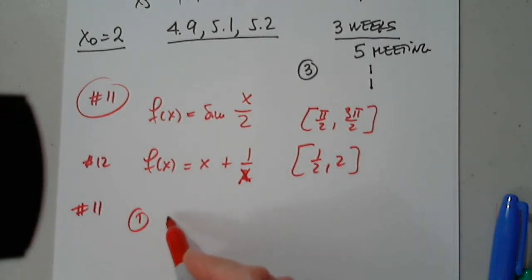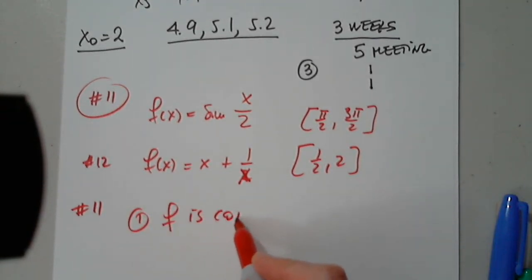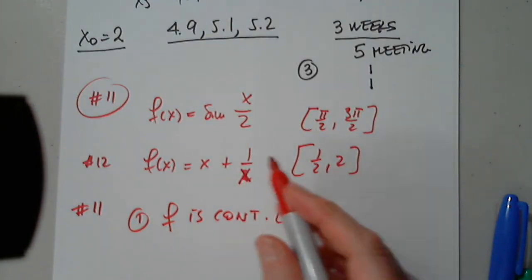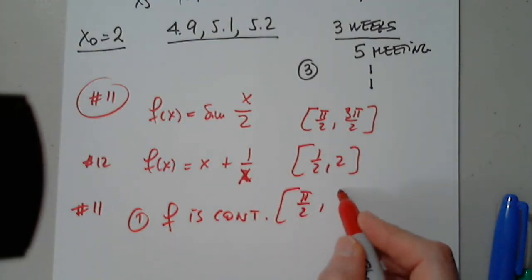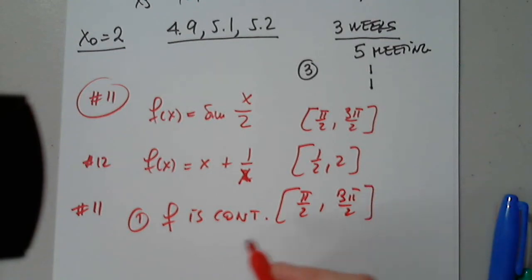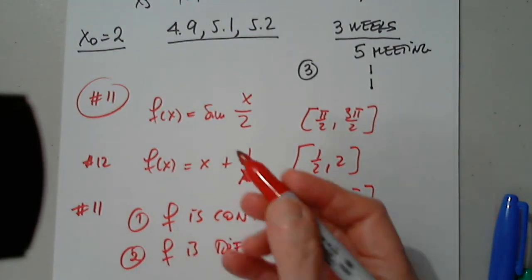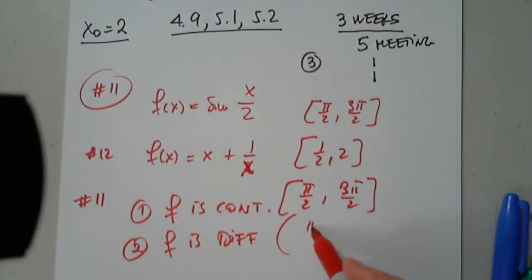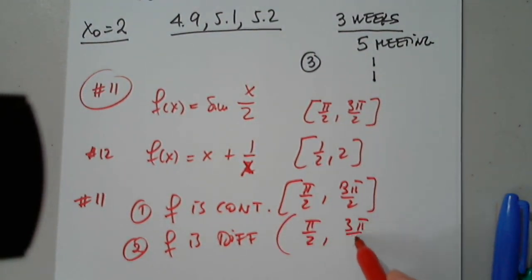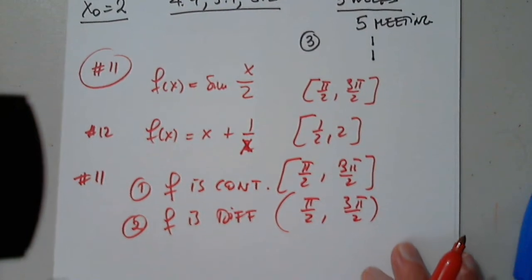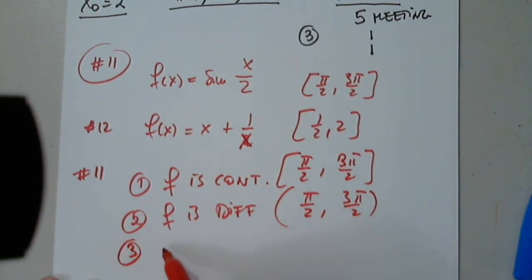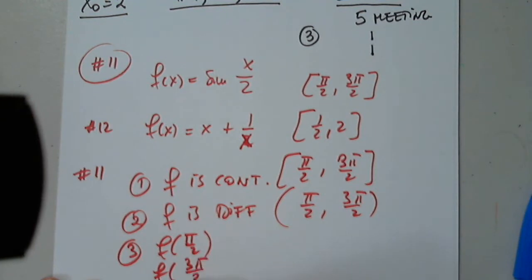So in number one, I have to say that f is continuous everywhere, but definitely on pi over 2, 3 pi over 2. In number two, I have to say that f is differentiable, because sine is differentiable everywhere. It doesn't have a corner, a cusp, or a vertical tangent. And in 3, I have to find f of pi over 2, and I have to find f of 3 pi over 2. If they're not the same, Rolle's theorem is not applicable.